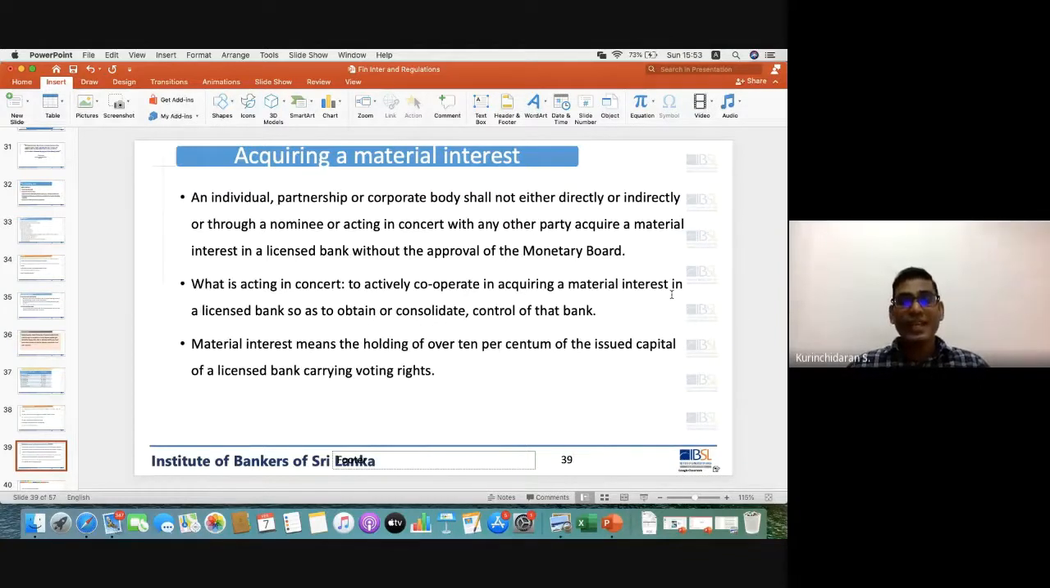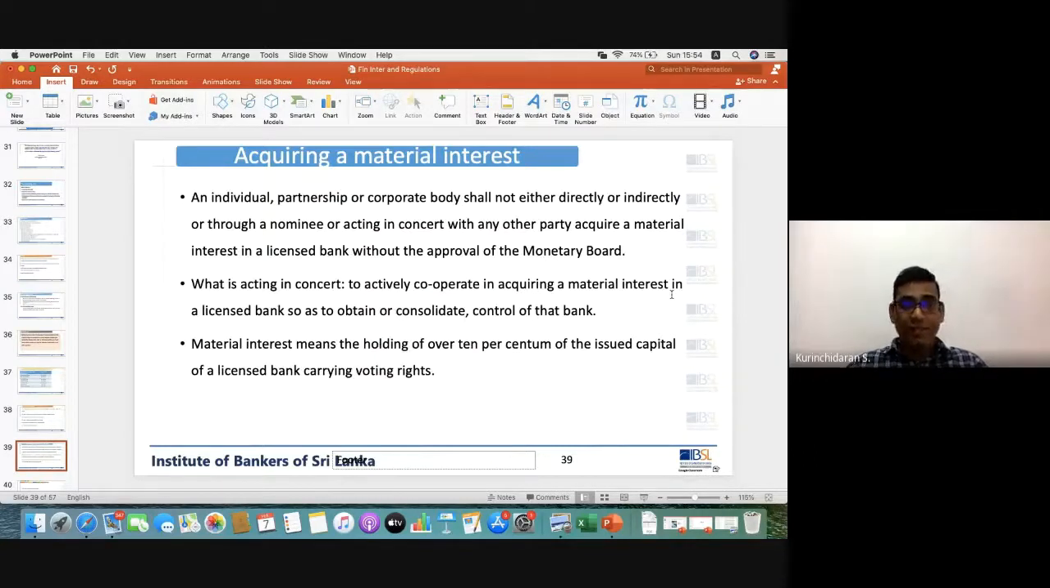So nobody, in the sense of individual or partnership or corporate body, right? Nobody can have it directly, not only directly but indirectly as well, or through a nominee. Nobody can have a material interest, because if you allow them to have a material interest, they can make decisions for their own benefit, right? So finally, the bank will be affected, and the economy itself, right?